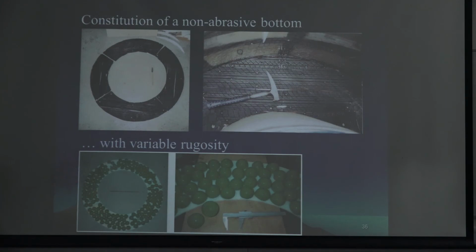Obviously, you have to care about boundary conditions, so you can put different types of boundary condition. Here it's non-abrasive, it's tires, but you can choose also to glue or to put pebbles and get some abrasive bottom. And obviously, if you do pebble abrasion on an abrasive bottom, you will get a higher abrasion rate than if you use a non-abrasive bottom.